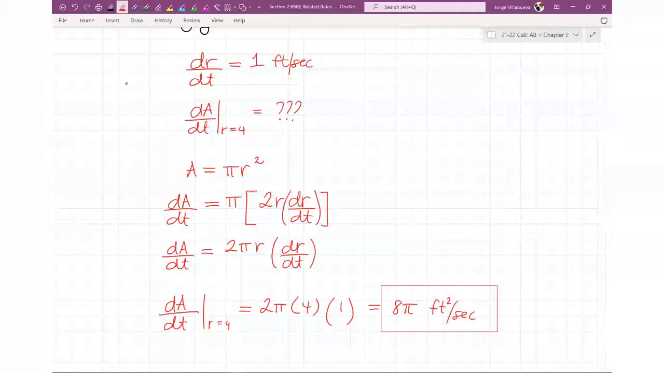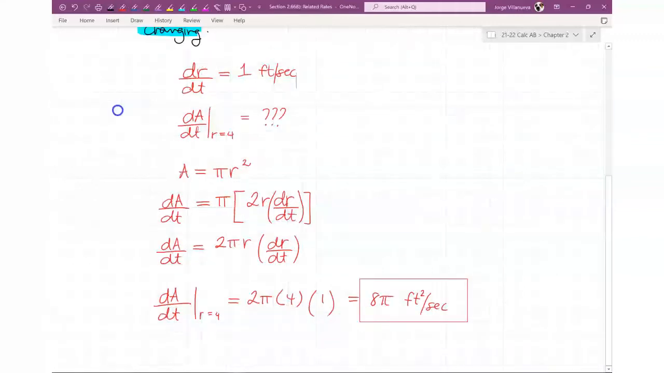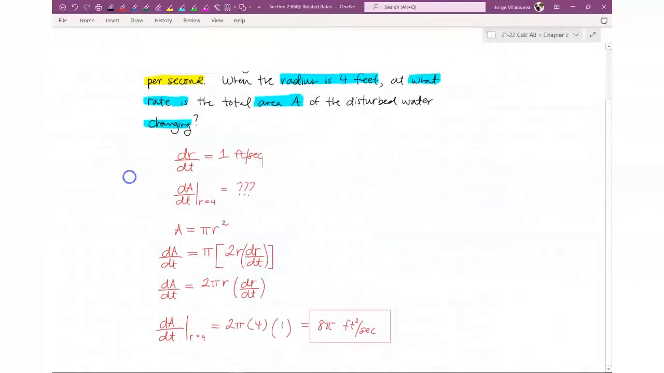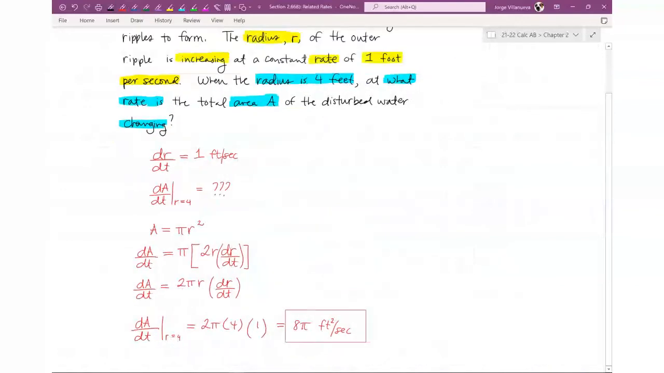So I'm looking at the information that's given to me, and I highlight things, right, just to give myself an idea. Okay, they're talking about the radius, and they say it's increasing, that means its value is probably going to be positive. They mention the word rate, which means it's probably a derivative. Then they give me a value, right? That value, feet per second, means it has to be some kind of measurement over time, so dr/dt.